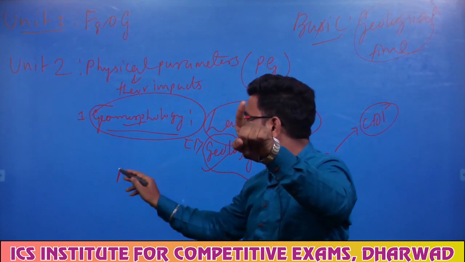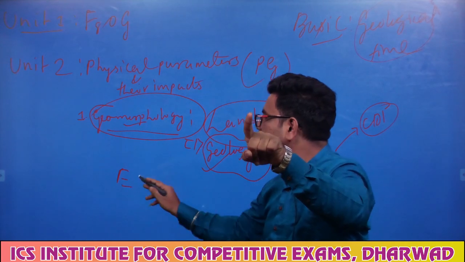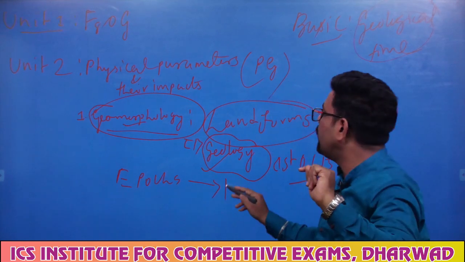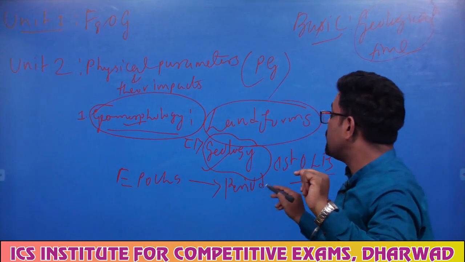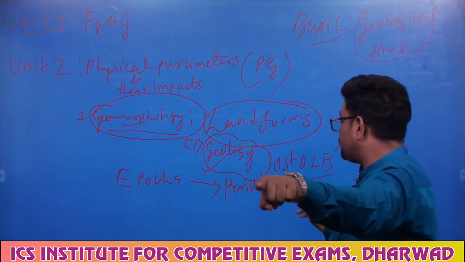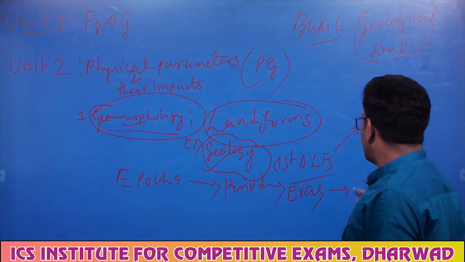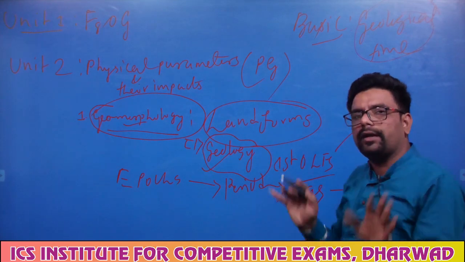It's very simple. Many epochs form a period, many periods form an era, and many eras form an eon. Getting my point?